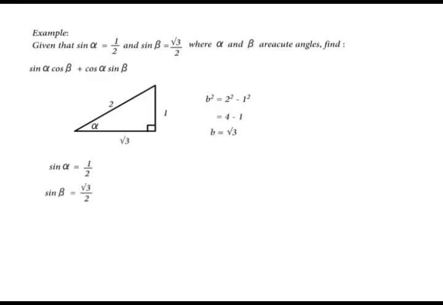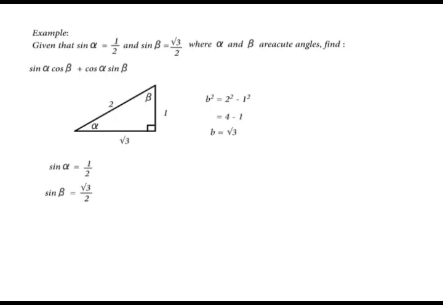Now, given that alpha and beta are acute angles and that sine alpha is equal to 1 over 2, it means that we had a right angled triangle and that the hypotenuse was 2. If we mark this as alpha, then it means the opposite side here is 1 unit. We can find the missing length using the Pythagoras theorem. If we call it b, then we shall have b squared is equal to 2 squared minus 1 squared. That is 4 minus 1, and b is equal to root 3. And that is indeed why we were given that sine beta is root 3 over 2, and therefore beta is here.